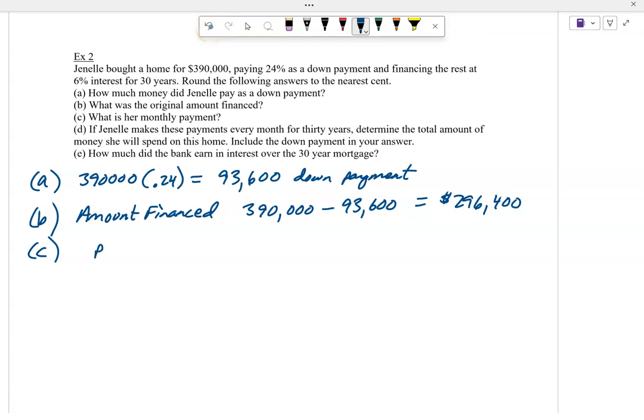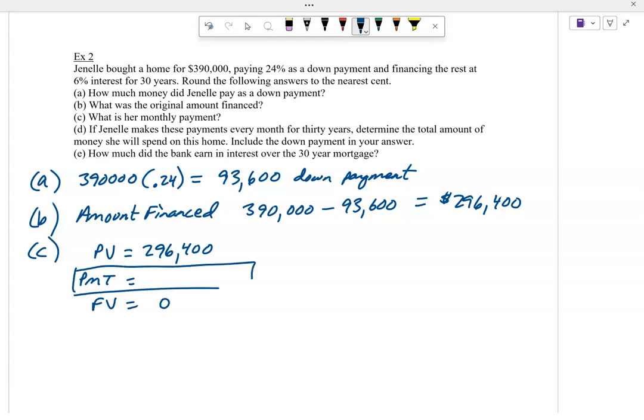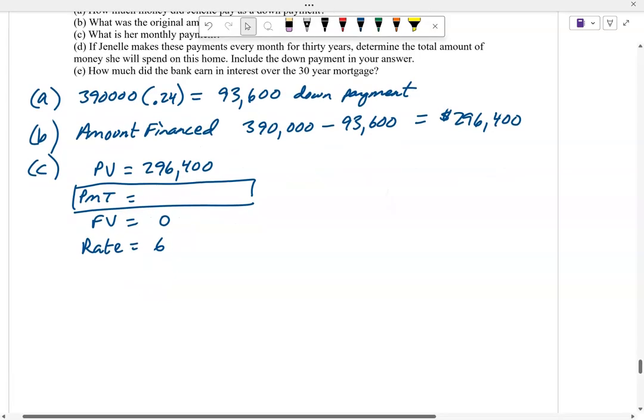So present value: we're taking out a loan, we're getting $296,400 from the bank. The future value of the loan will be zero. We're trying to figure out what our payment's going to be. The interest rate is 6%, as a percent.